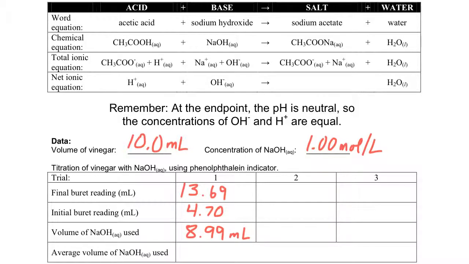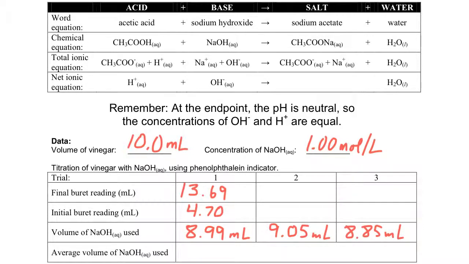Now I mentioned in the titration that normally you would do this for a few trials to make sure that you have a consistent result. So I'm just going to make up some values for a second and third trial. So let's say the second time I did this, I used a little bit more sodium hydroxide. So let's just say I used 9.05 milliliters. And the third time I did it, I used a little bit less. Let's say I used 8.85 milliliters.